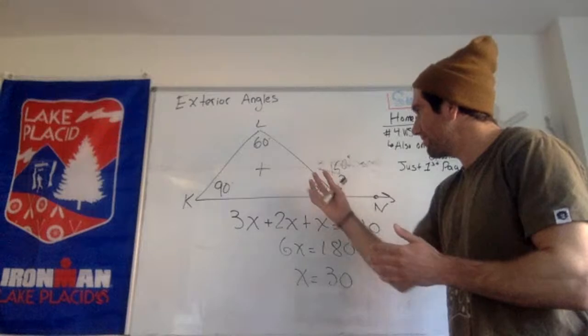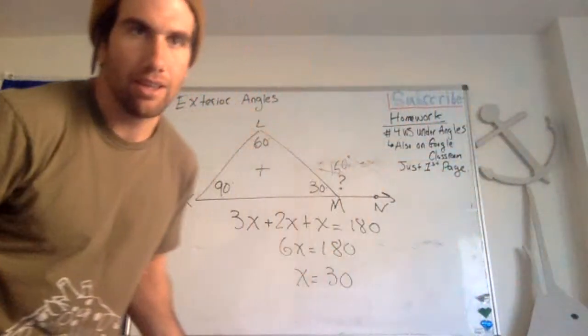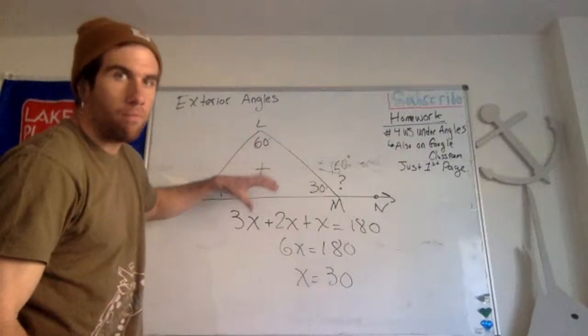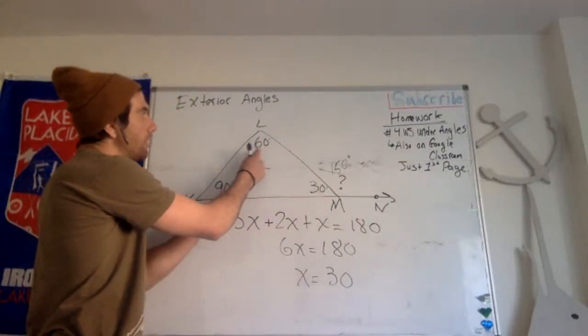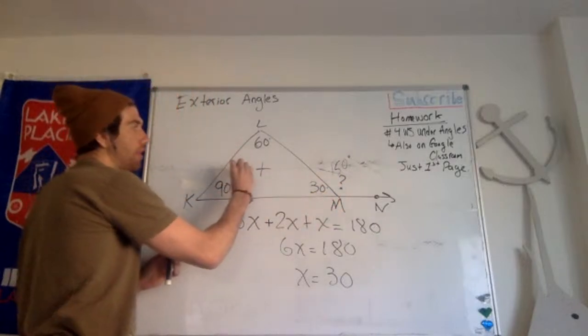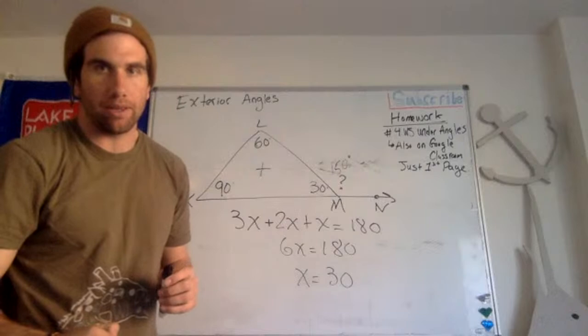And guys, that's basically it again. Like I said, remote angle theorem: you take the two remote angles, which are not next to the exterior, add them together, and set them equal to whatever the exterior might be.